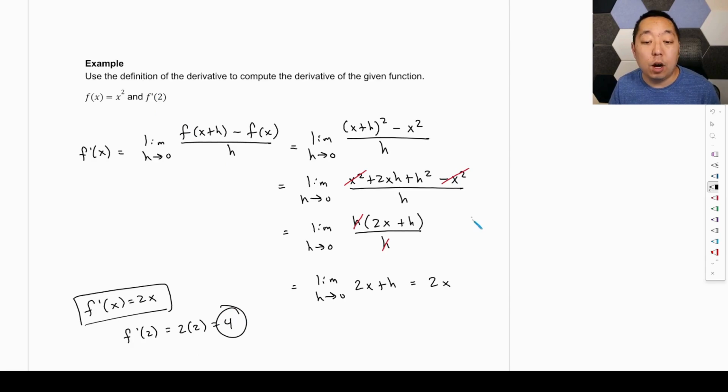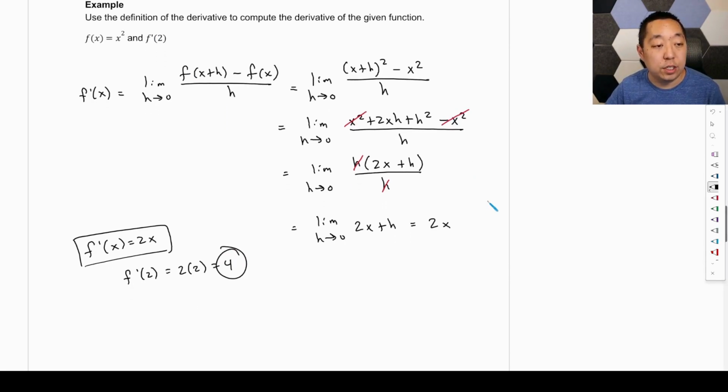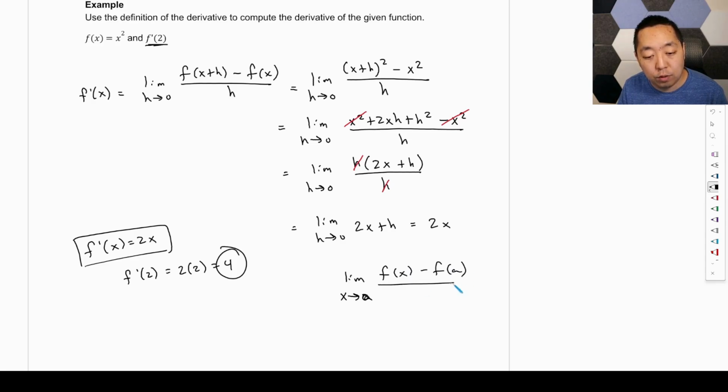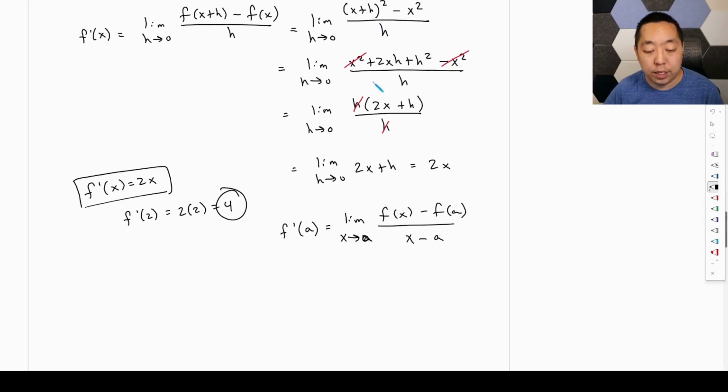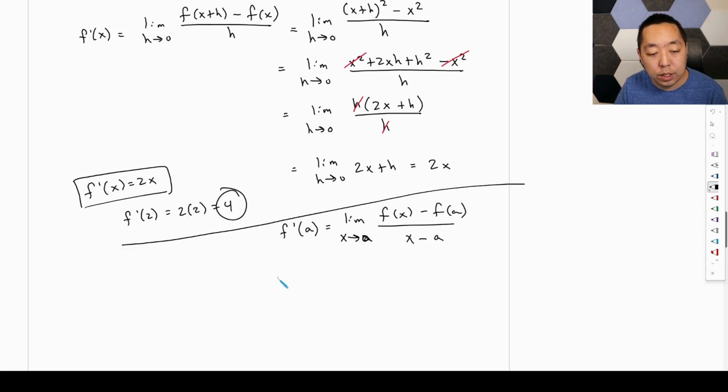Now, we can also use that alternative definition. If I wanted to do that straight up, I could just say, I want the limit as x approaches 2, right? So I'm going to write out the definition again. It's going to be f of x minus f of a over x minus a, and that was equal to the derivative at a. So let's just plug 2 into here. This is an alternative way using the other definitional form. It gives you the same thing.